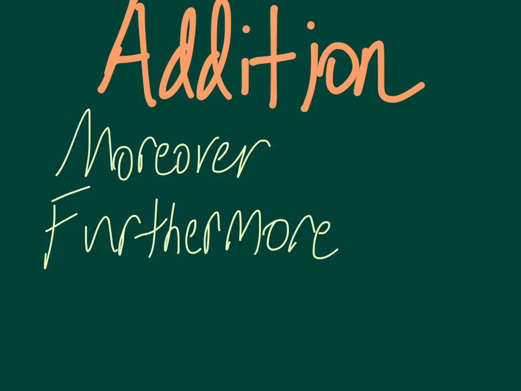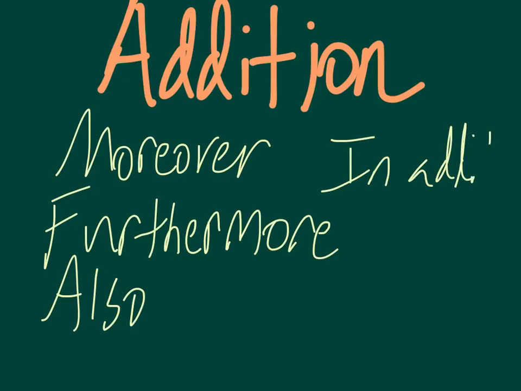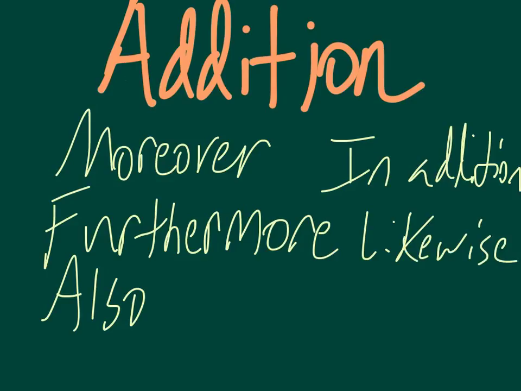So furthermore is sometimes a fine alternative. You could just use also as well. We also have in addition is a possibility. Likewise is a fun one. And just plain old, another word rather, instead of what I was going to write, could also just be further. Instead of furthermore, you could just say further and add on to it in that way.